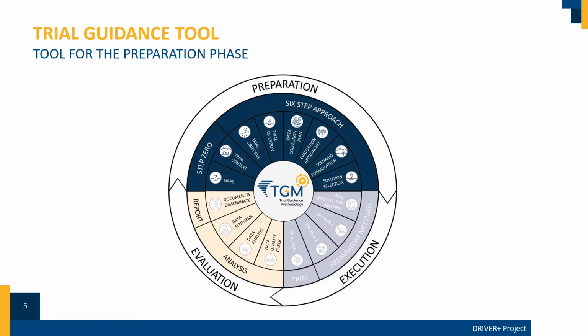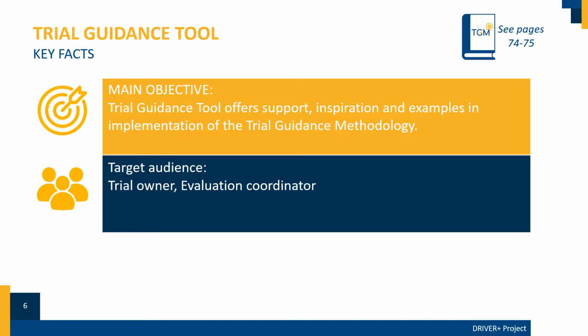The Trial Guidance Tool, shortly TGT, is a web-based software tool developed to support trial owners and high-level crisis managers in the implementation of the TGM through the trial phases, most notably in the preparation phase. The TGT provides predefined templates, examples from previous trials, automatic validation, and other supportive functionalities for each of the described steps. Its main objective is thus to offer support, inspiration, and examples in implementation of the Trial Guidance methodology. It is mainly used by trial owners and evaluation coordinators.